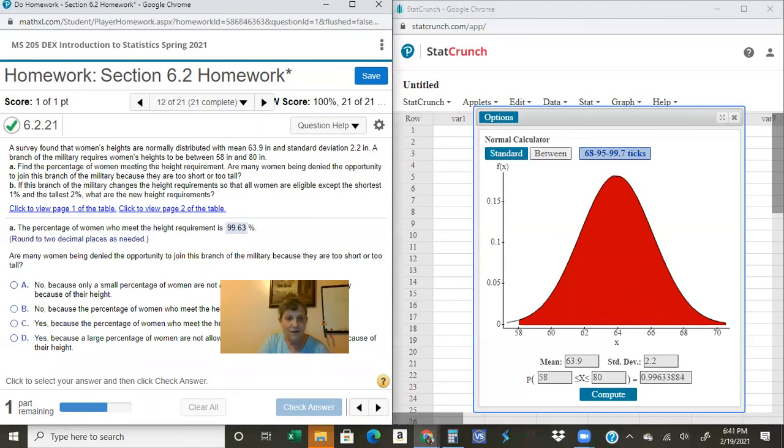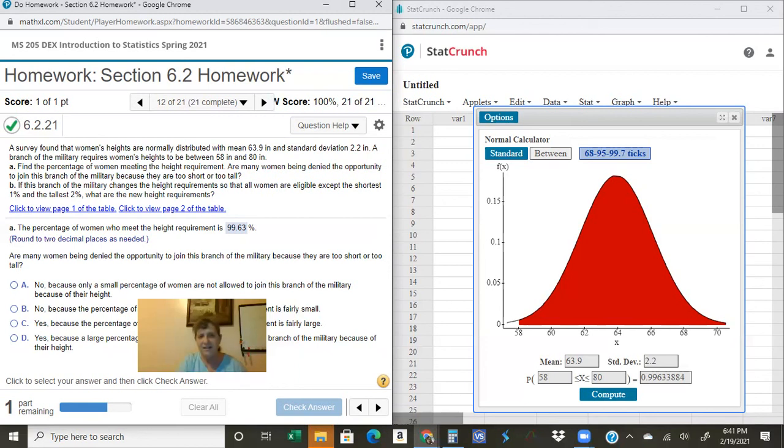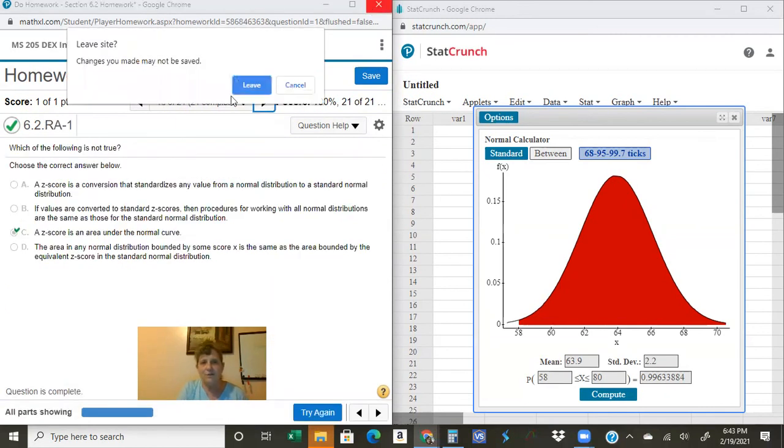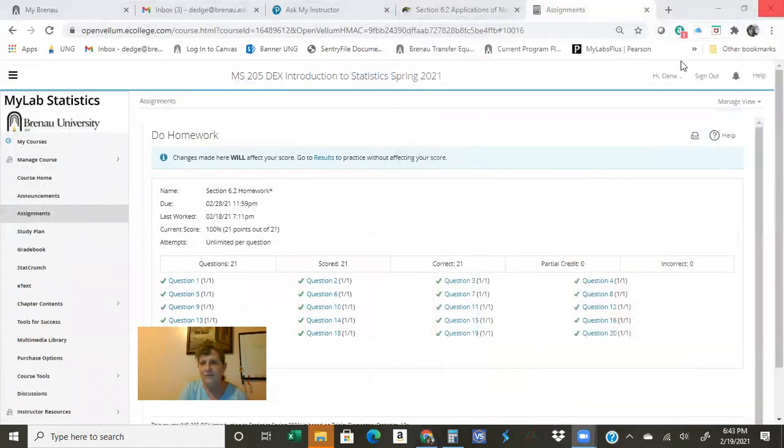Part B. Well, it's just asking, are many women being denied the opportunity? I would think not, since less than 0.5% of women would not be in between those heights. So that should put you in pretty good shape to do this homework. Let me know if you do have any problems, and I will talk to you later.